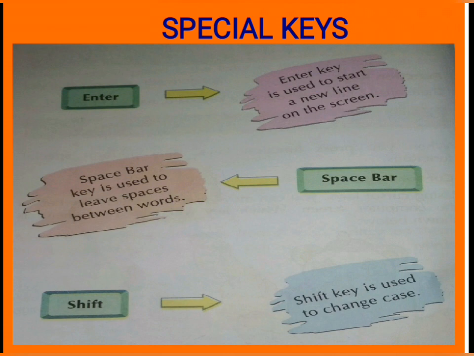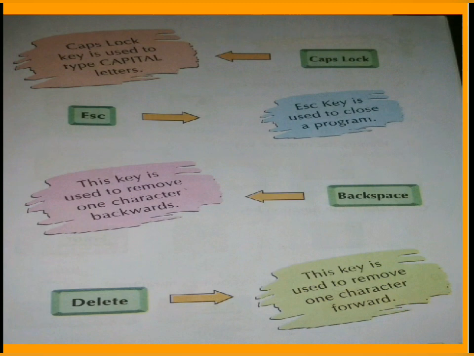Shift key. Shift key is used to change keys. When Shift key is pressed along with alphabet key, alphabet gets typed in uppercase. When Shift key is pressed along with a key that has multi-characters, the characters written on upper side get typed. Caps Lock. Caps Lock key is used to type capital letters. When Caps Lock key is pressed, all the alphabets get typed in uppercase.